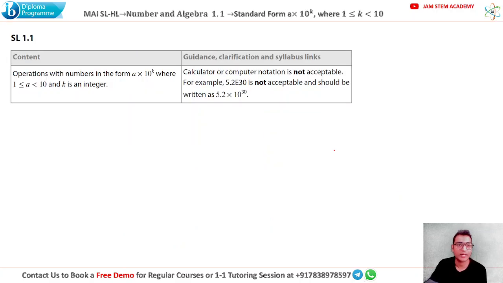Let's start with SL 1.1, which is writing the number in standard form, or operations with the number, to represent them in a times 10 raised to the power k, where a is a number which lies between 1 to 10 and k is always an integer. Like if your calculator shows you 5.2 E30, you cannot write your answer like this in your exam. It's not acceptable. You have to change it to 5.2 times 10 raised to the power 30.